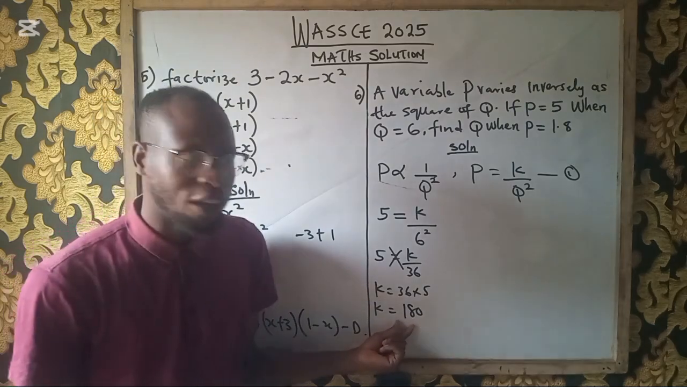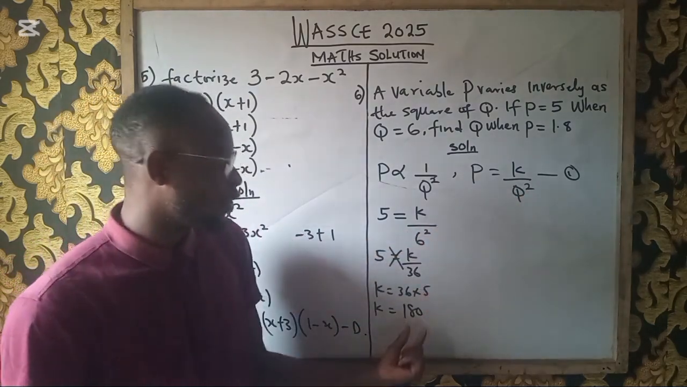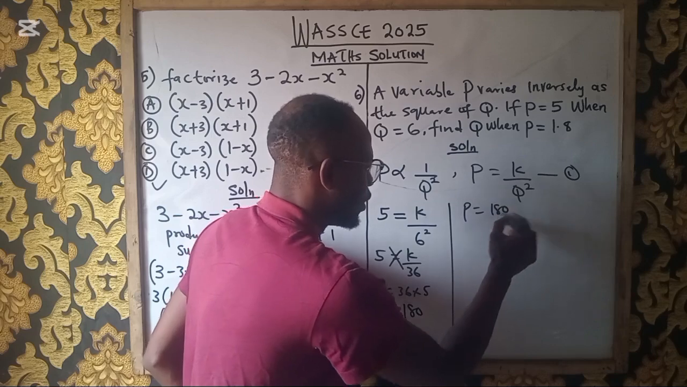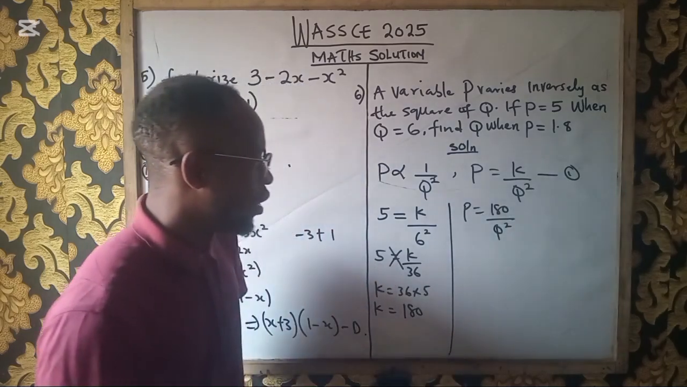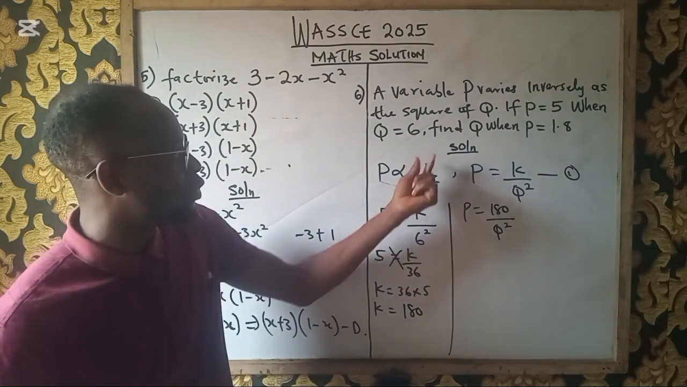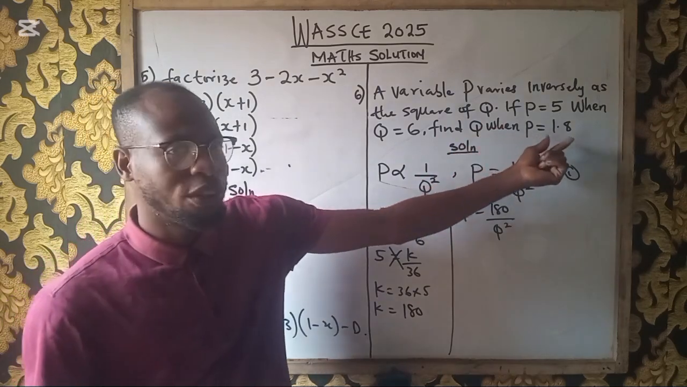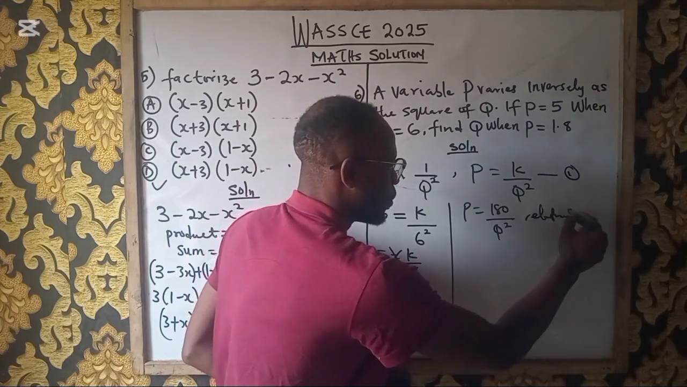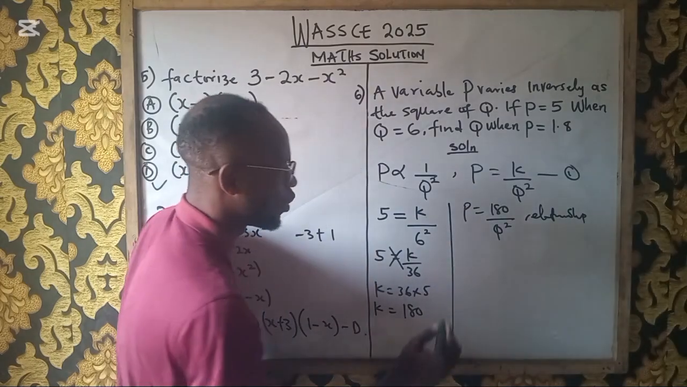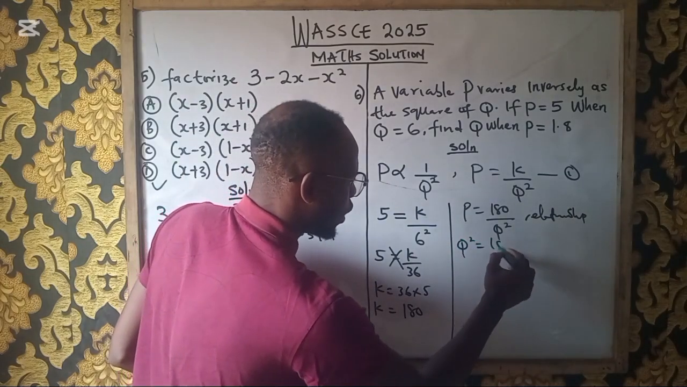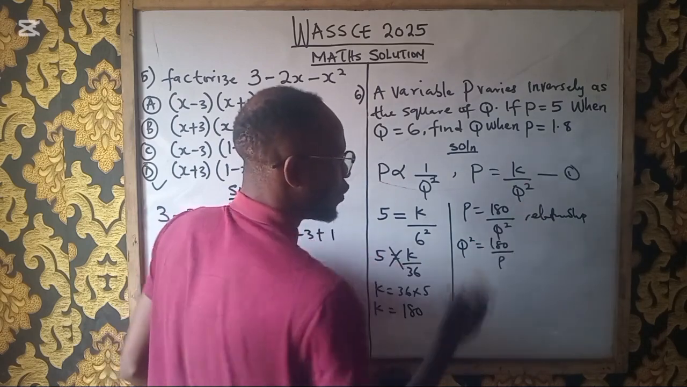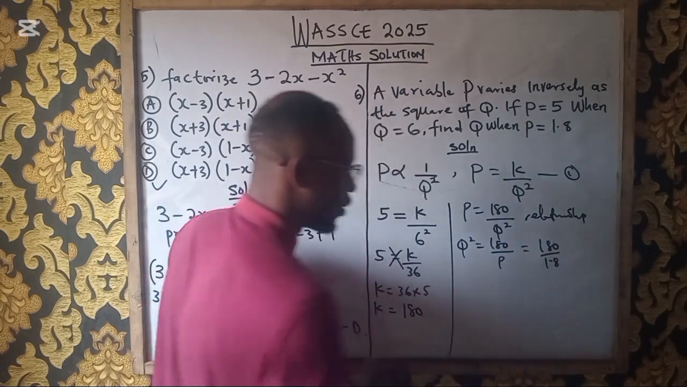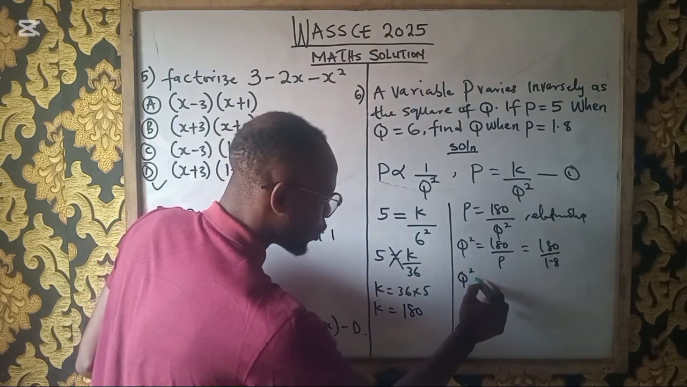Then after getting the value of k, you go back to equation 1 and replace the value of k with 180 there. So you are going to have p equals 180 divided by q squared. Again, we are told to find the value of q when p equals 1.8. Just replace back into this relationship, because this is the relationship that connects them. You are going to have q squared equals 180 divided by p. The value of p given in this case is 1.8. So when you replace, q squared equals 180 divided by 1.8.